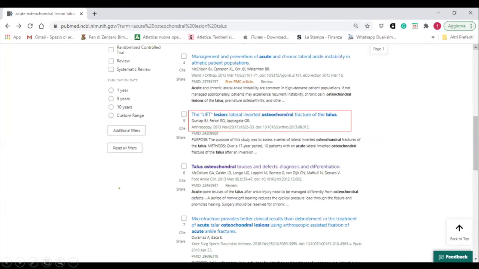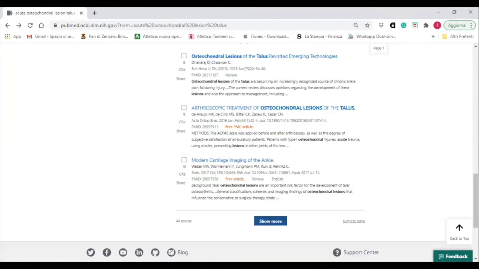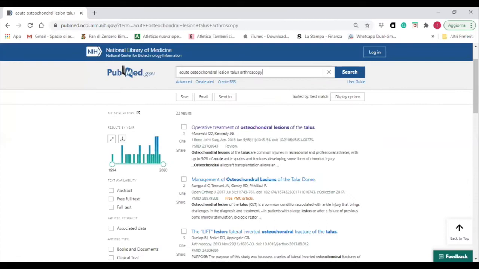The sixth is also a very important paper with Nick Van Dijk, James Calder, Nicola Maffulli. And it's a very good paper also. But the other ones are all about general osteochondral lesion, not acute lesion. And if we try to ask PubMed for arthroscopic treatment, there are very few papers.